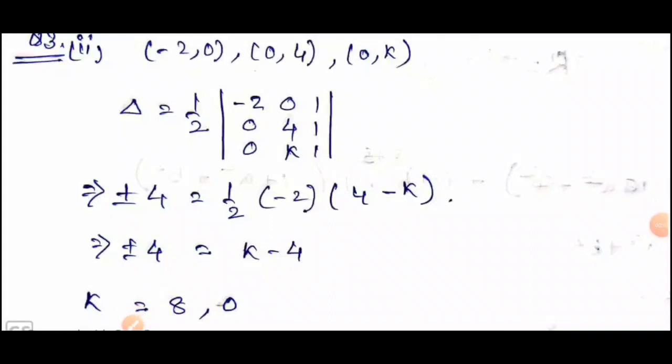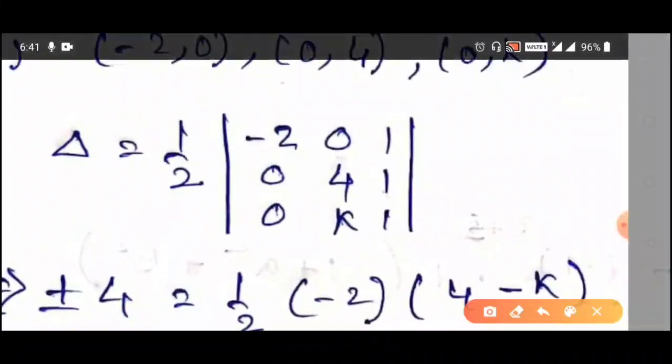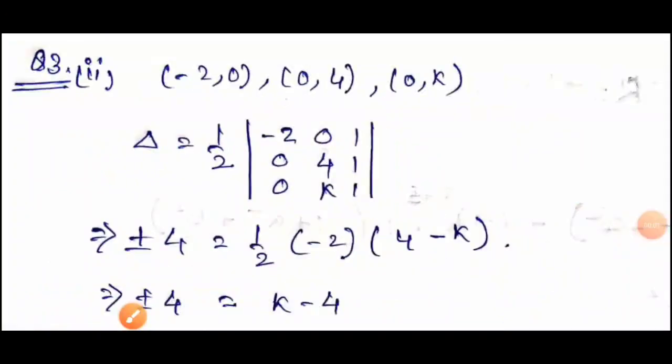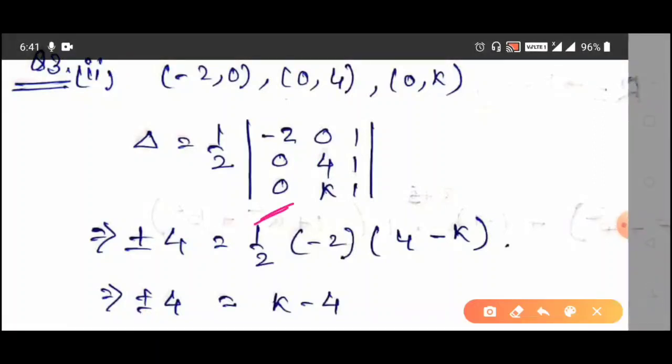So here we have used the formula of area of the triangle. So in place of x1, x2, x3 we will write -2, 0 and 0, and in place of y1, y2, y3 we will write 0, 4, k, and for column 3 it is 1, 1, 1. Now we will do the expansion along column 1 since we have two zeros in column 1. So it will be half into -2 into, we have to eliminate this row and this column. So 4 into 1 is 4 minus k into 1 is k.